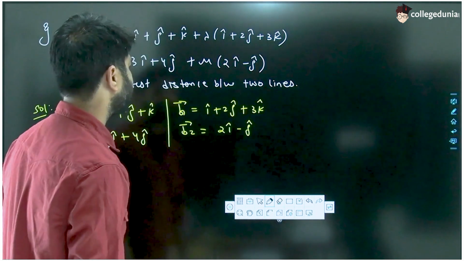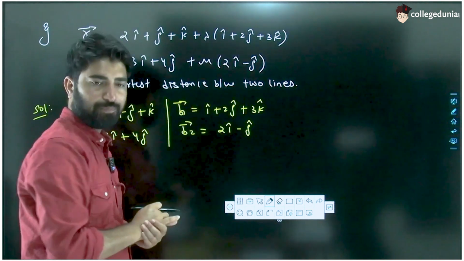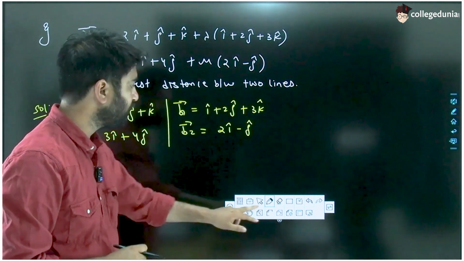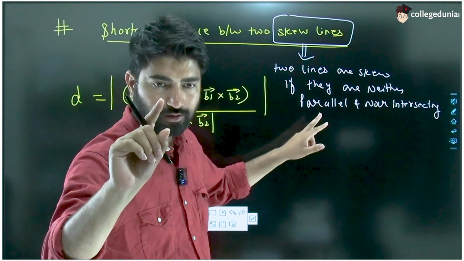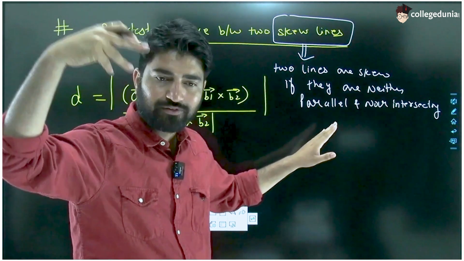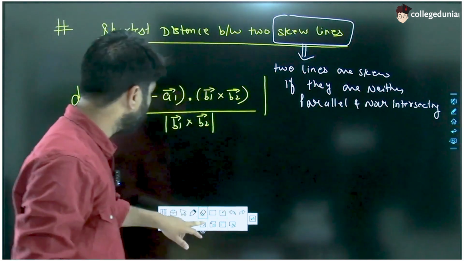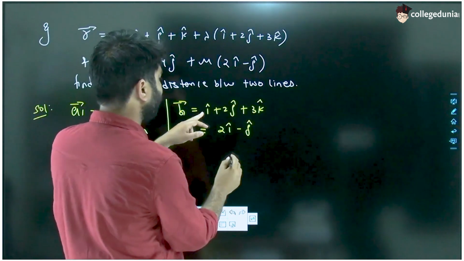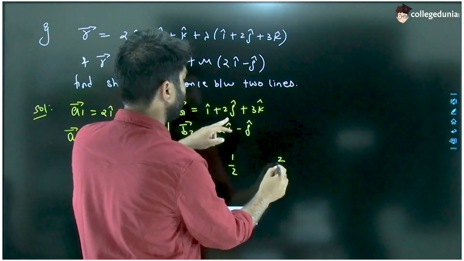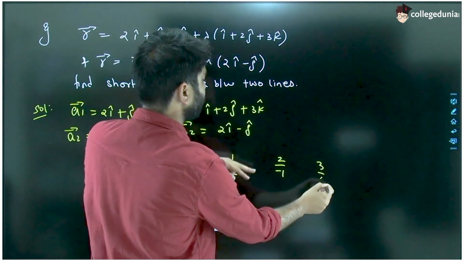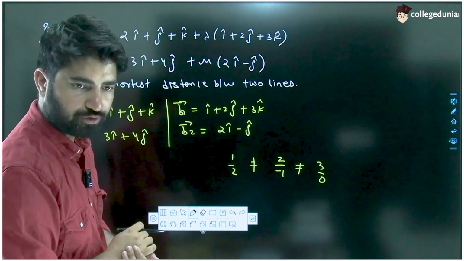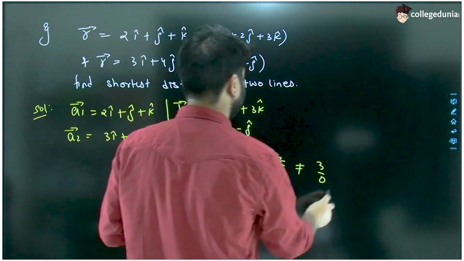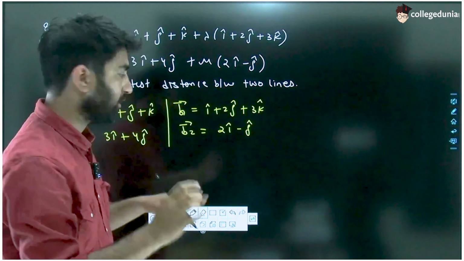Okay, so first of all you need to check whether the two lines are parallel or not. This formula is only applicable when two lines are not parallel. In the parallel situation we have a different formula. So here you will see that the ratio of 1 and 2, ratio of 2 and -1, ratio of 3 and 0, these three terms are not proportional, right? So it means these two lines are not parallel.